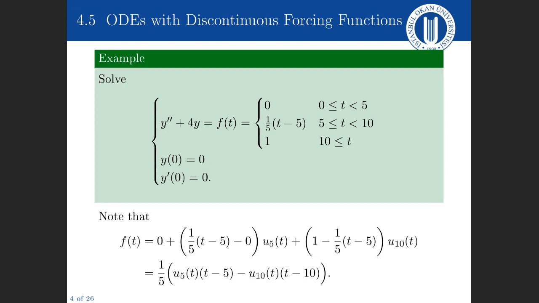So we're going to be solving the initial value problem, y double prime plus 4y is equal to this function. And just to make this easier, I'm putting the initial conditions as 0.